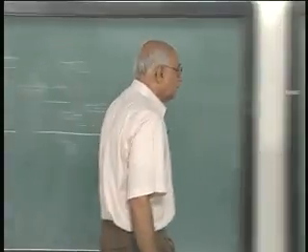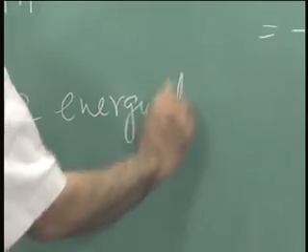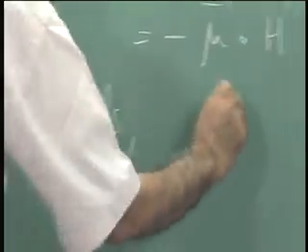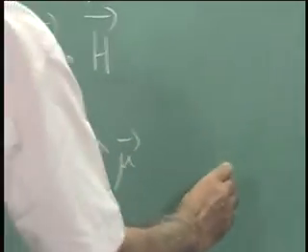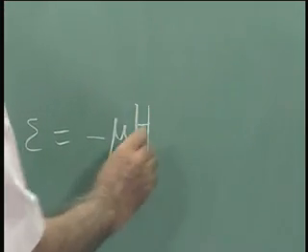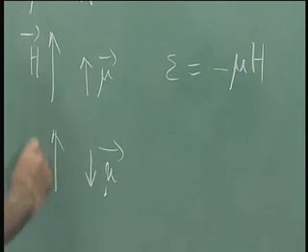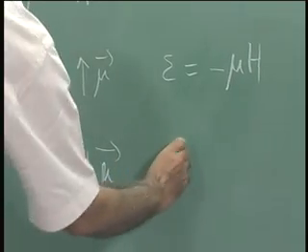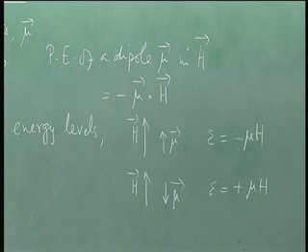In that case, two energy levels. So if the field is like this and the dipole moment is like this, it corresponds to the energy minus mu H. On the other hand, if it is in this form, epsilon equals plus mu H. We will relax this assumption and assume all possible angles later on, but to start with, just to get our bearings straight, this would be a very simple model.